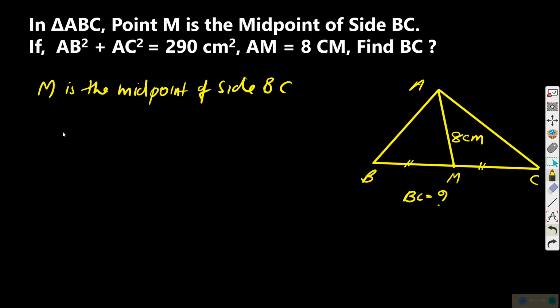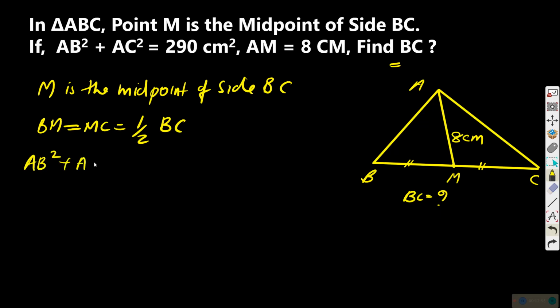इतना देखने में हमको थियरम जो भी फिक्स सुटेबल है वो याद आना मांगते हैं. Okay, then BM is equal to, we can write MC is equal to half BC. We have to find BC, please remember that.